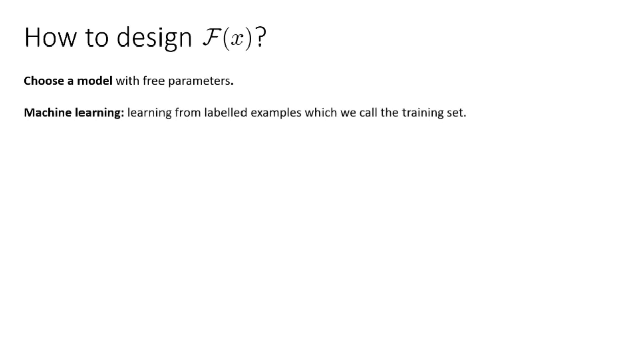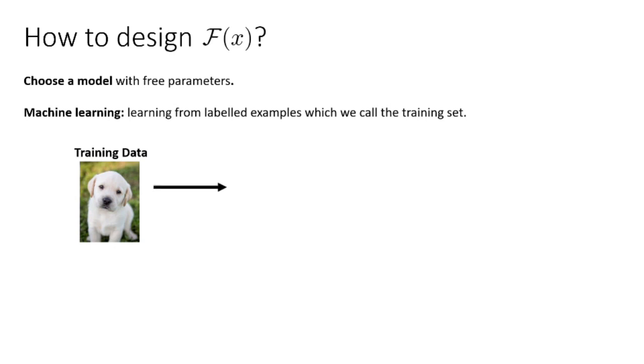Well, firstly, we should choose a model with parameters we can change. Secondly, we're going to update those parameters using machine learning, where we learn from labeled examples which we'll call our training data. So we feed a training data, i.e. an image and a label, into our model.